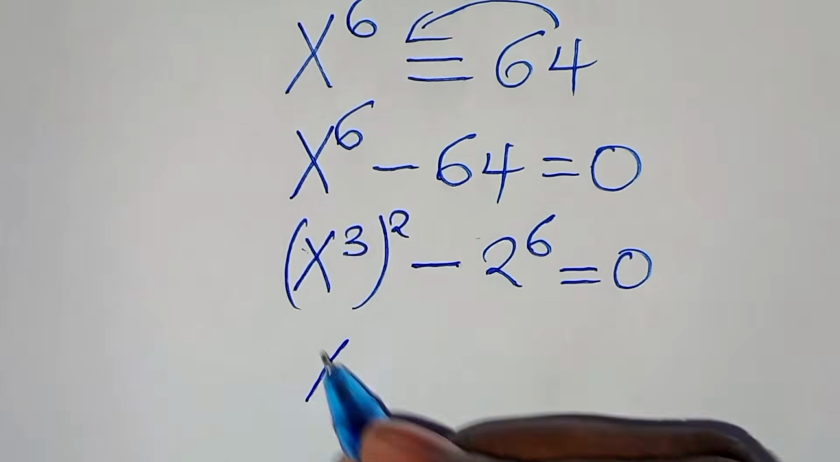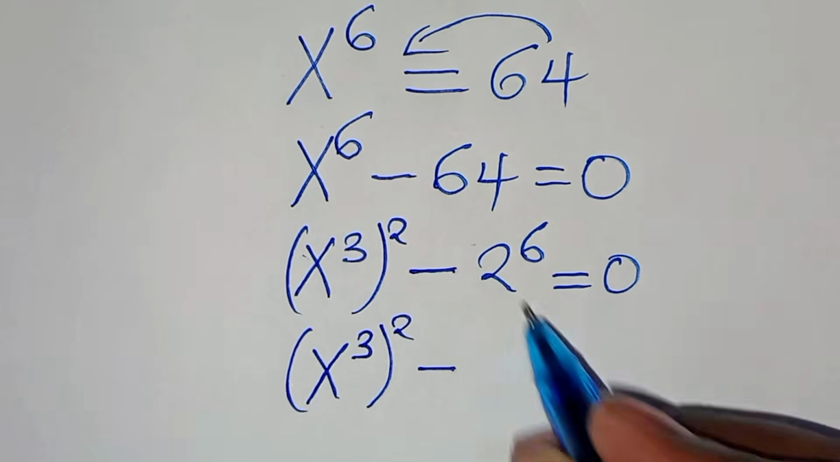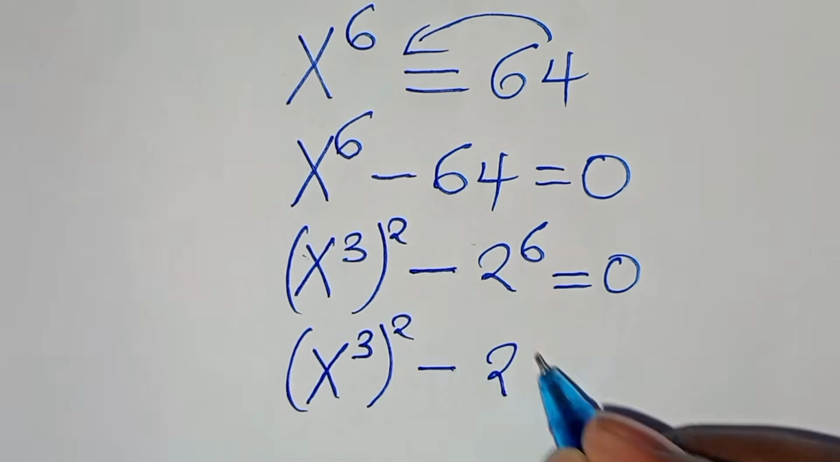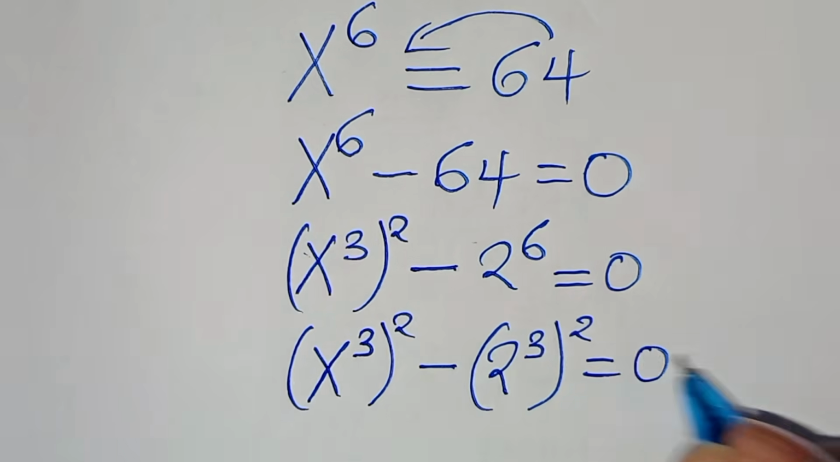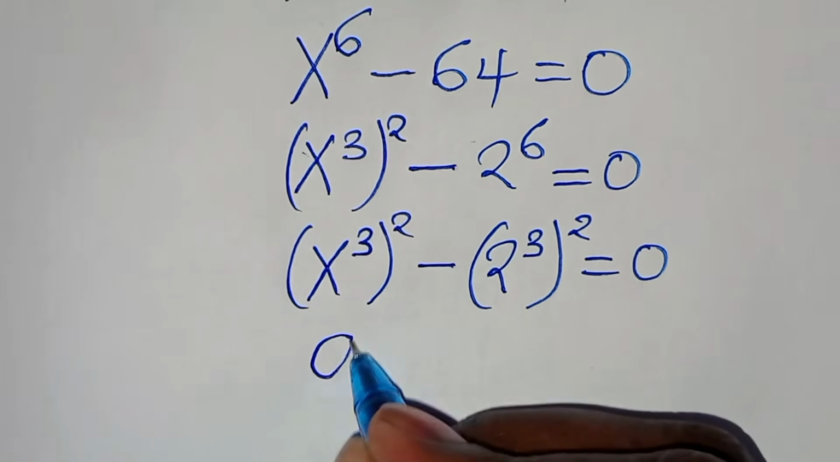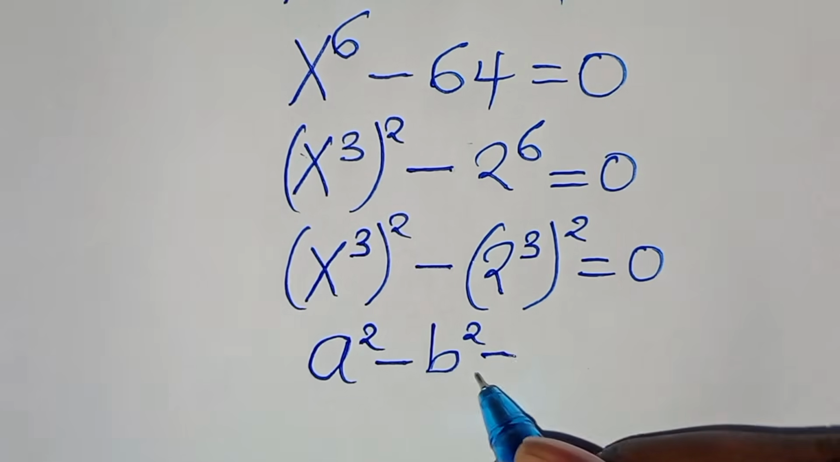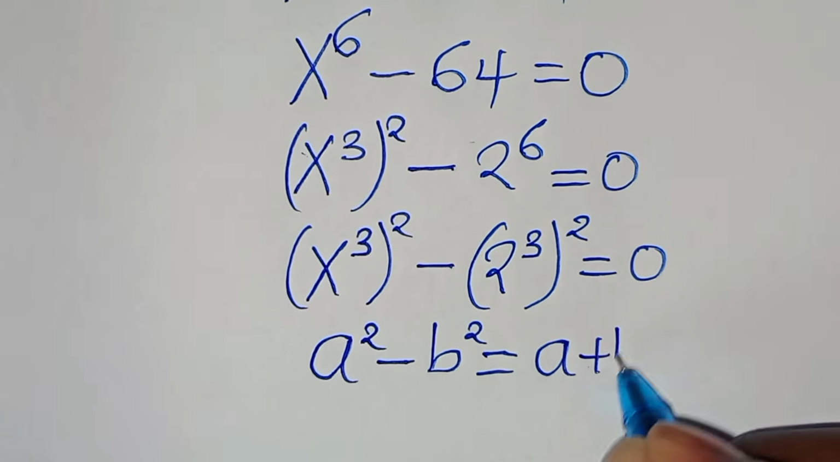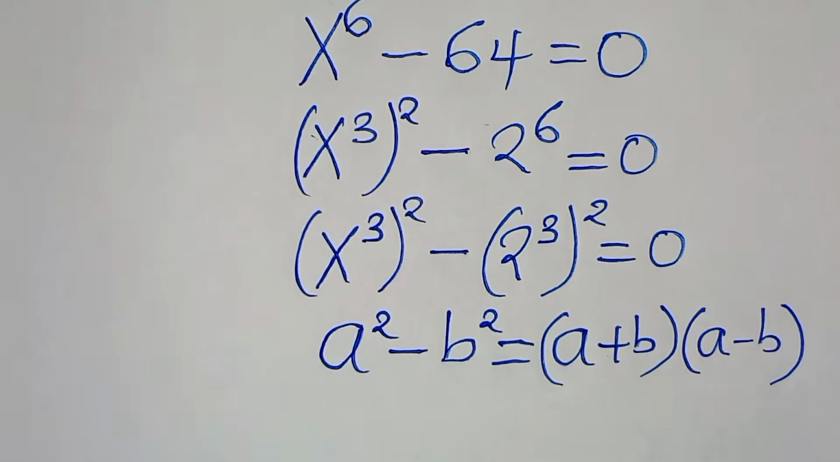Now this is x to the power of 3 raised to the power of 2 minus 2 to the power of 6, which is 2 to the power of 3 raised to the power of 2. This is equal to 0. This equation is the difference of two perfect squares, expressed as a squared minus b squared, which we can express as a plus b multiplied by a minus b.